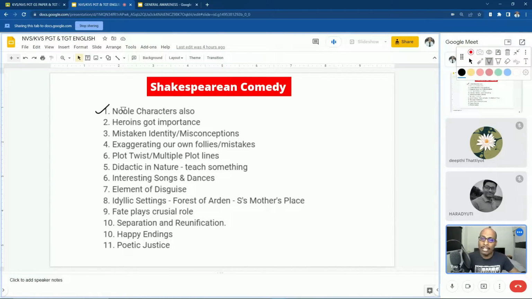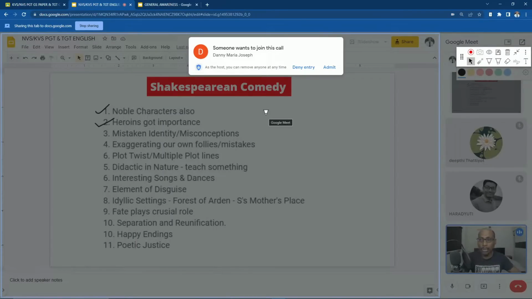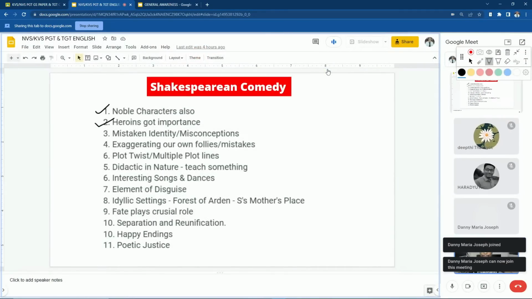I am just comparing these two so that it will be easy for you to understand. In Shakespearean tragedies, the hero got importance, whereas in Shakespearean comedies, heroines got importance. So that is the difference between Shakespearean tragedy and Shakespearean comedy. In an examination, if they ask you who gets more importance in Shakespearean comedy, hero or heroine, then you have to go with the answer: it is the heroine.